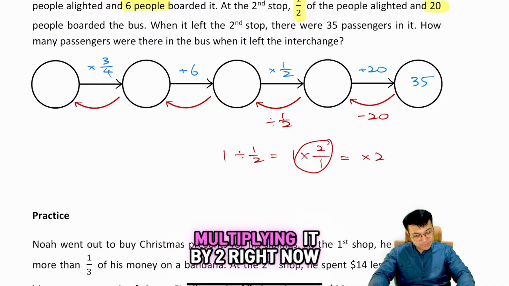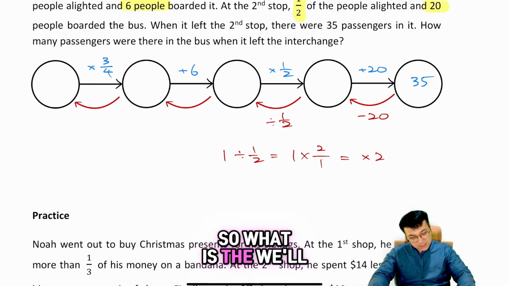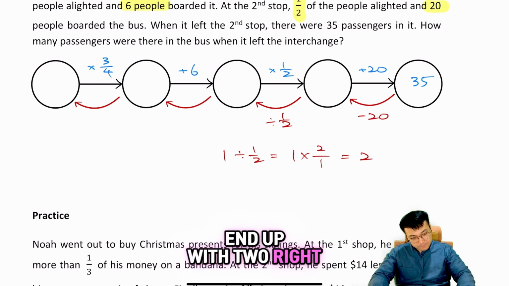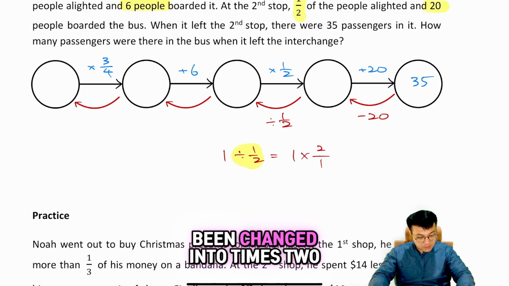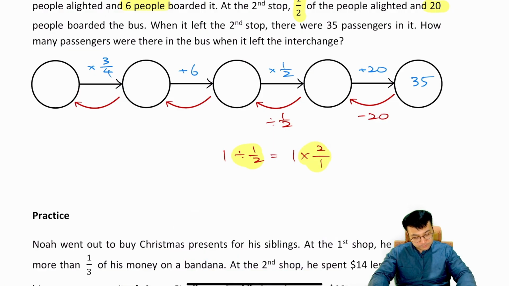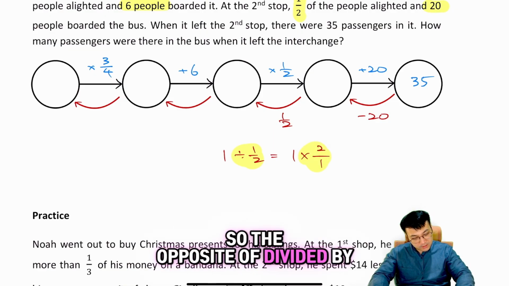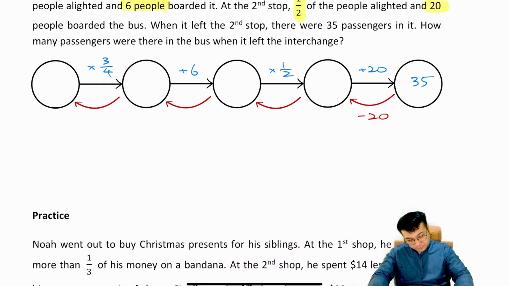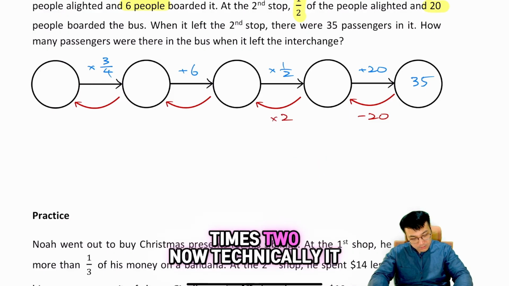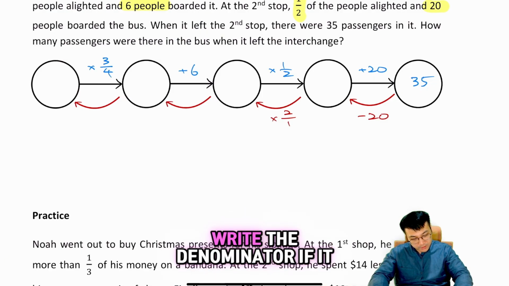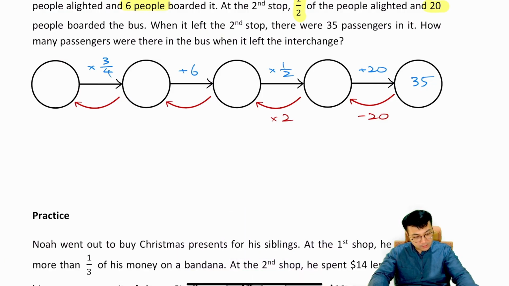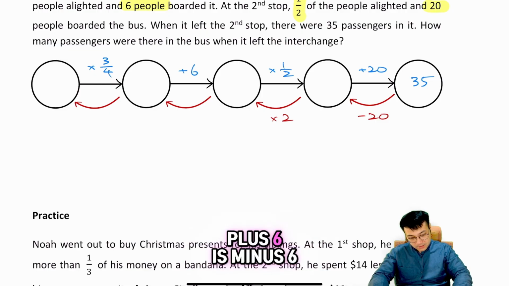Do you notice we are multiplying it by 2 right now? So we'll end up with 2, right? So do you notice that divided by half has been changed into times 2? So the opposite of divided by half is times 2. Now, technically it is 2 over 1, but we all know that we do not need to write the denominator if it is 1. Okay, and the opposite of plus 6 is minus 6.